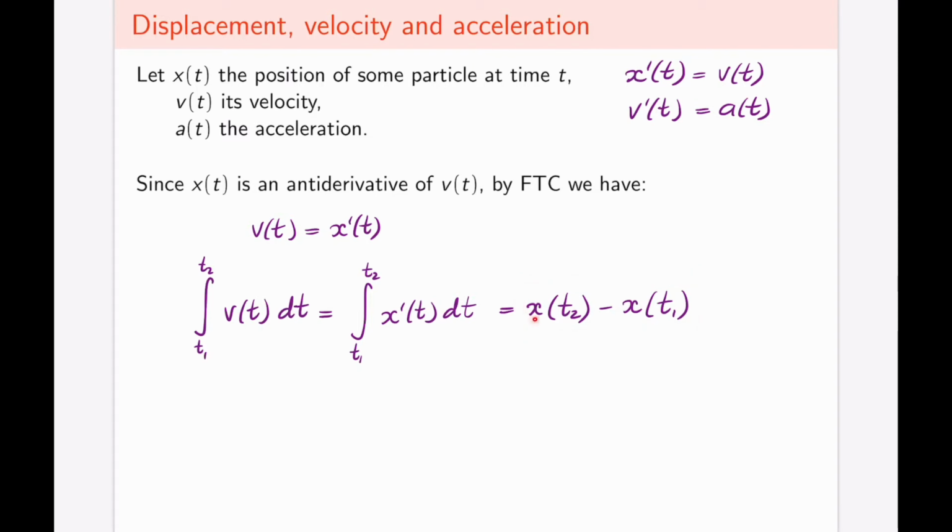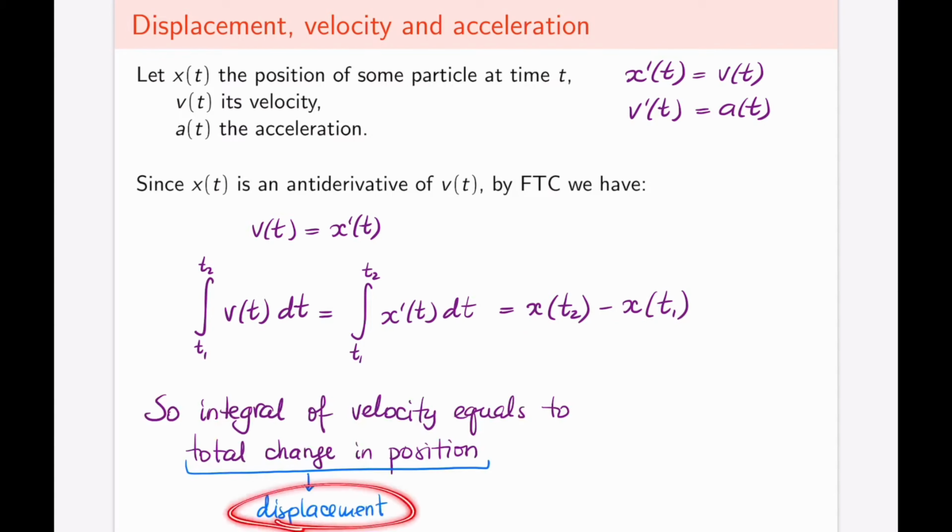Remember that the function x describes the position. This is the position at time t2 minus the position at time t1. The total change in position is also what we call a displacement. Notice that displacement is not the same as distance traveled.